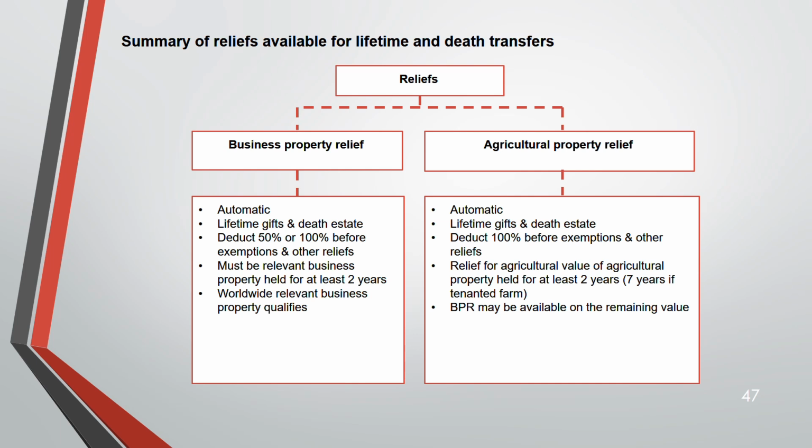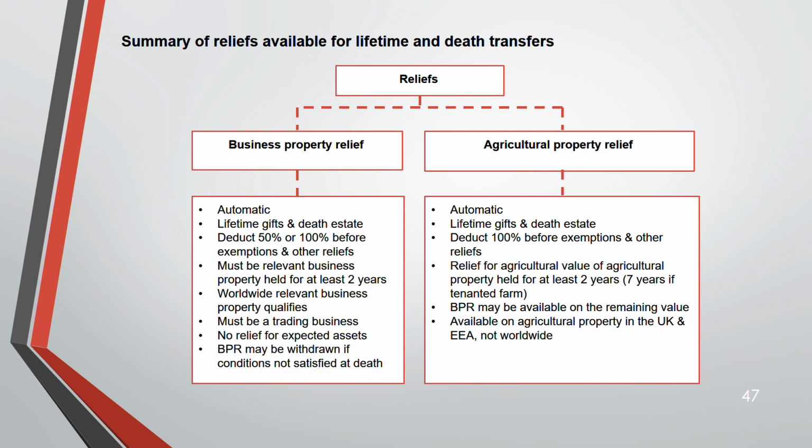BPR qualifies for worldwide business property. APR only qualifies for property in the UK and EEA. For BPR, it must be a trading business, with no relief for excepted assets, and BPR may be withdrawn if conditions are not satisfied at death. In the same way, APR also may be withdrawn if conditions are not satisfied at death. So this is very easy.